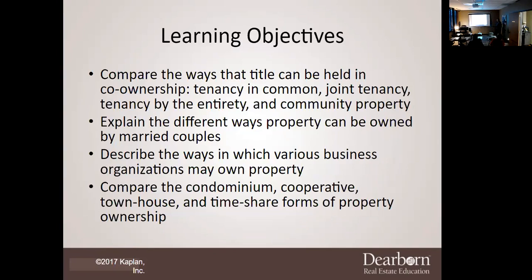Some other items we're going to discuss, clarifying and cleaning up some of these areas, is where we're going to compare the ways that title can be held in co-ownership. There can be tenancy in common, joint tenancy, tenancy by the entirety, and community property. So y'all get to know each and every one of those. We'll also explain the different ways that property can be owned by married couples, and describe the ways in which various business organizations may own property. We're going to compare the condominium, cooperative, townhouse, and timeshare forms of property ownership as well.